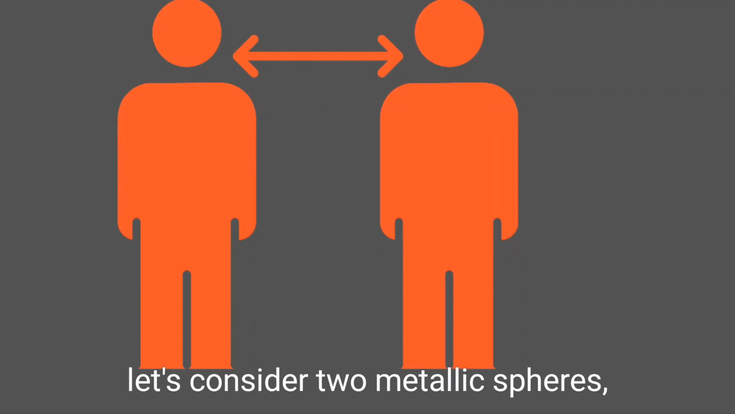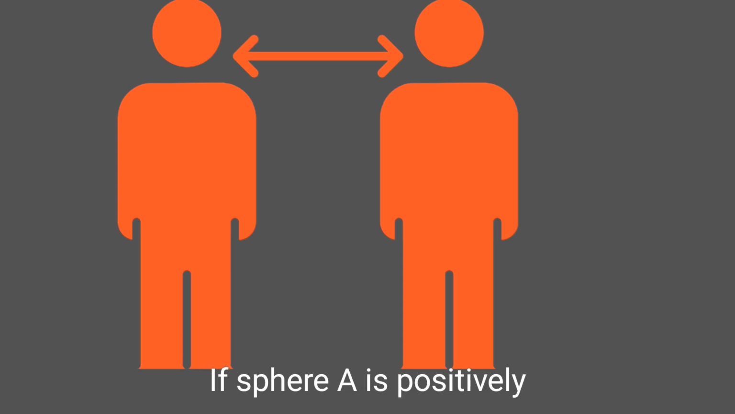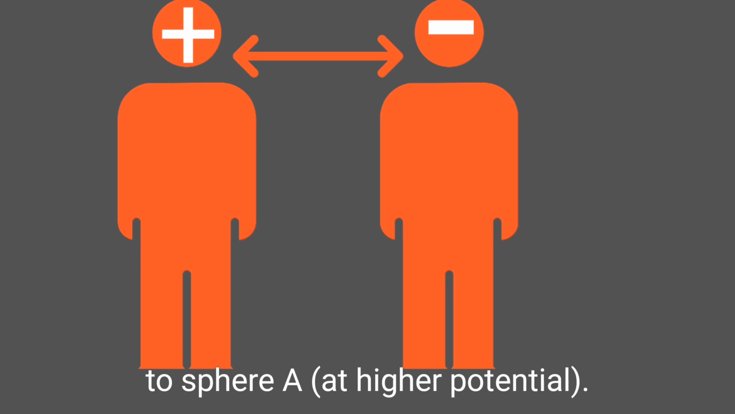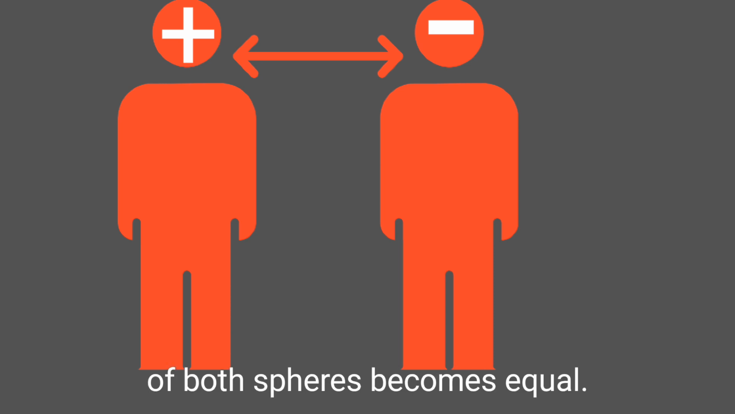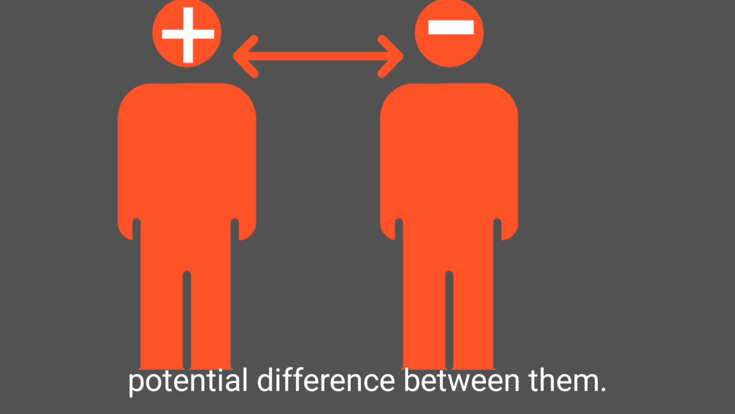To illustrate the flow of charge, let's consider two metallic spheres, A and B, placed on insulated stands. If sphere A is positively charged and sphere B is negatively charged, and these spheres are connected by a metallic wire, the flow of electrons will occur from sphere B at lower potential to sphere A at higher potential. This flow of electrons will continue until the potential of both spheres becomes equal. This demonstrates that the flow of charge, specifically electrons, between two points occurs as long as there is a potential difference between them.